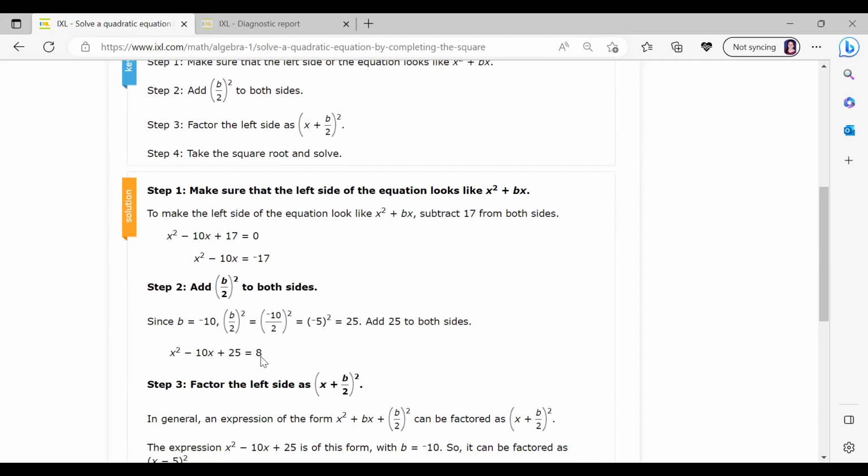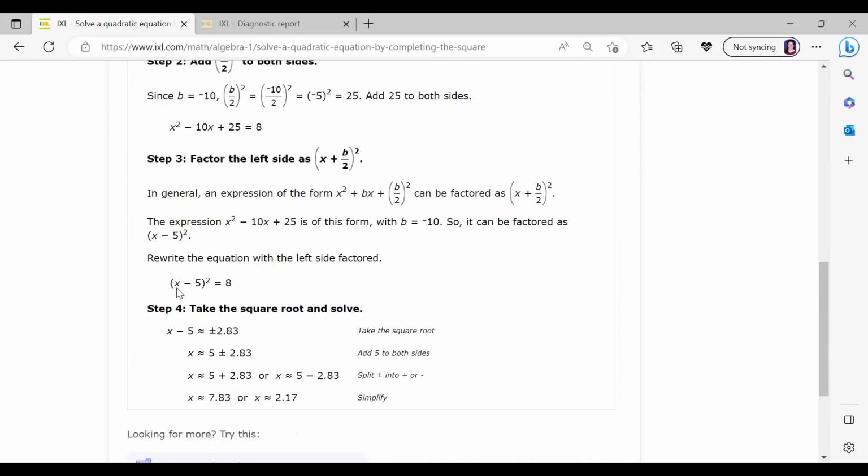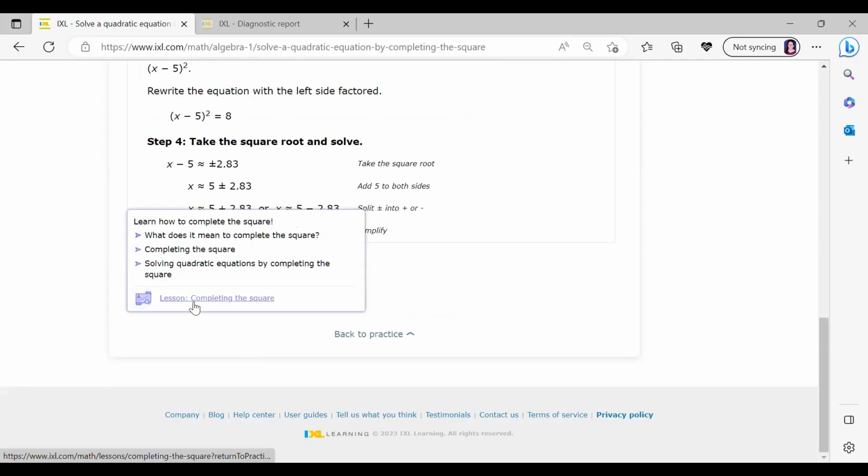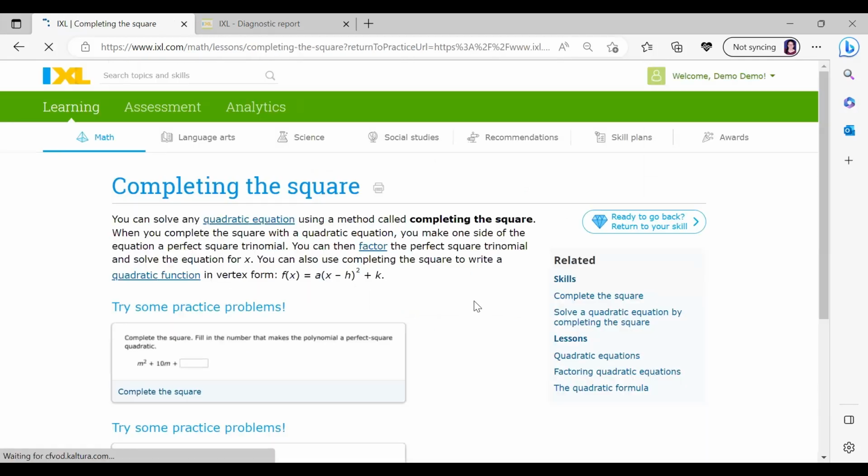So you add 25 to both sides of the equation. Then negative 17 plus 25 gives you 8. And now you're going to have x minus 5 squared equals 8. Now you can use the square root property to find out what x is. Looking for more, you can try this.